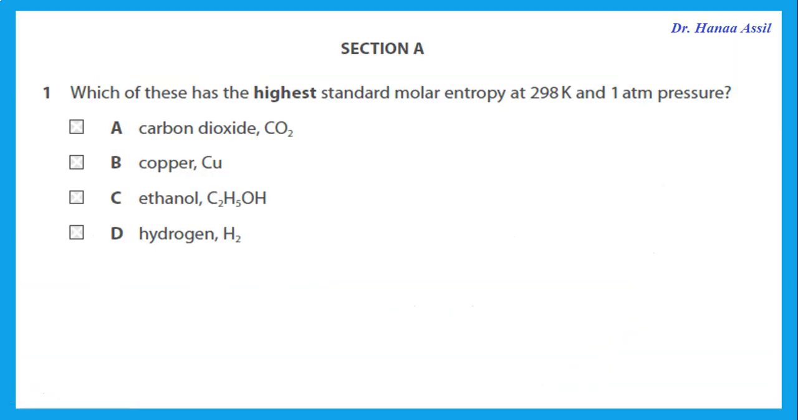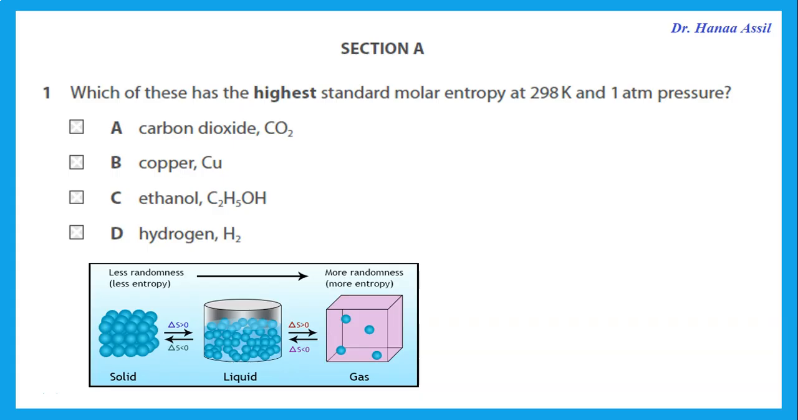The first question says, which of these has the highest standard molar entropy at 298 K and 1 atmospheric pressure? Remember, which ones have higher standard molar entropy? You should remember that gases are more than liquids, more than solids, because as we go from solid to liquid to gas, it gets more random, so that is more entropy. So we're choosing a gas, not a solid or a liquid.